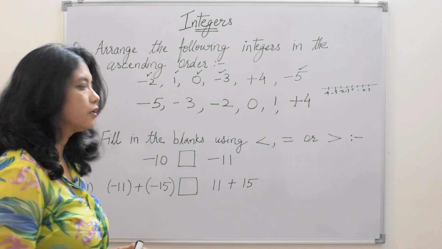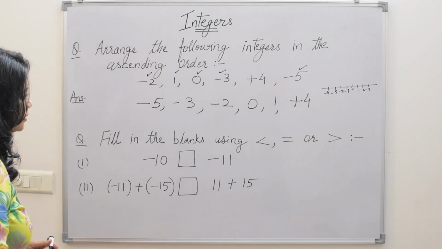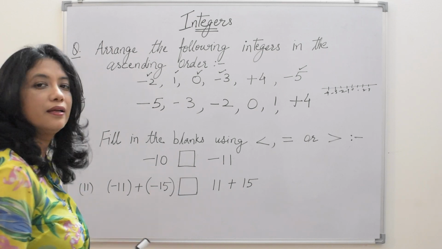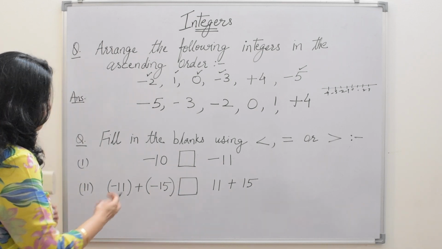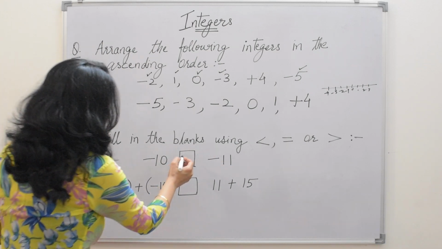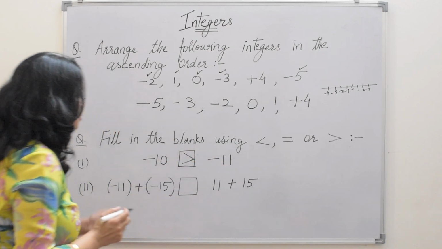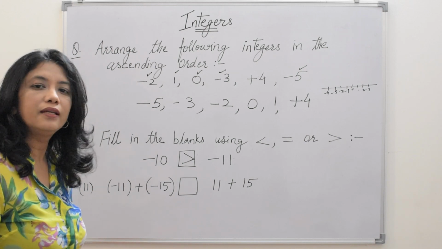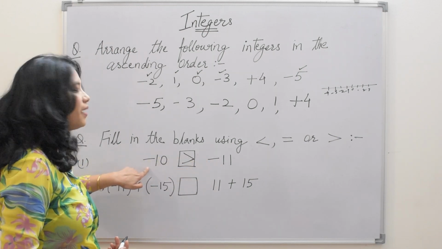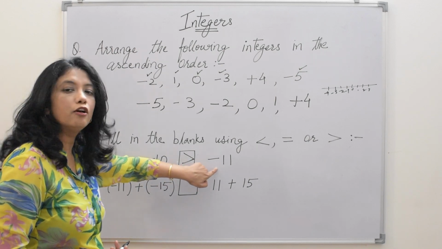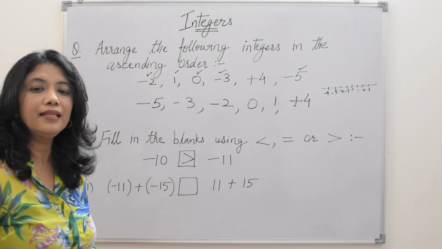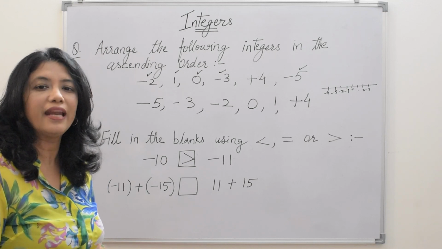Now we will see another question. Fill in the blanks using these signs: lesser, equals to or greater than. -10 and -11, which will be greater? -10 will be greater because -10 lies to the right in the number line than -11. The -10 lies on the right side of -11. Whenever we move to the right side in a number line, the value of the number becomes greater.